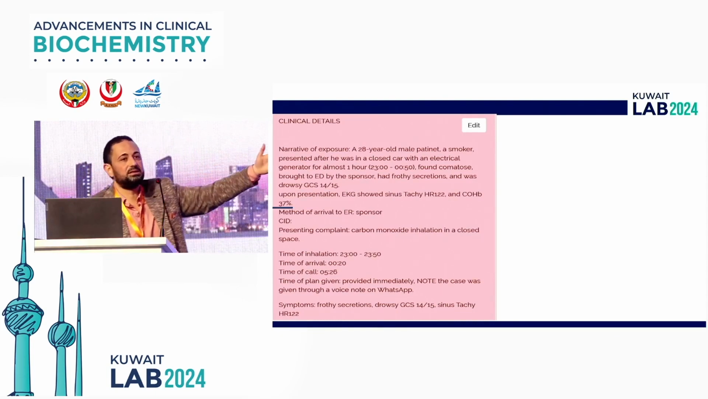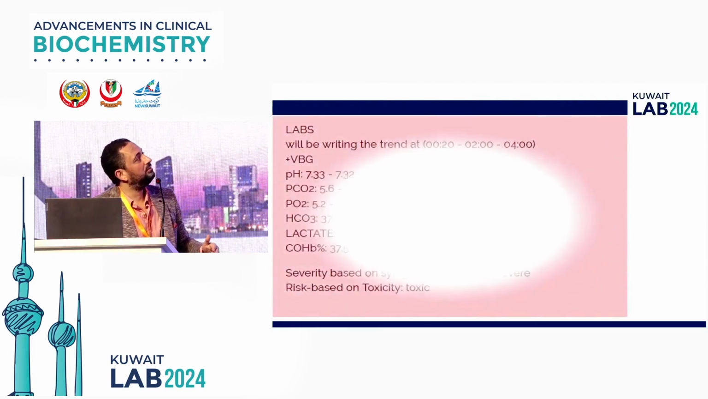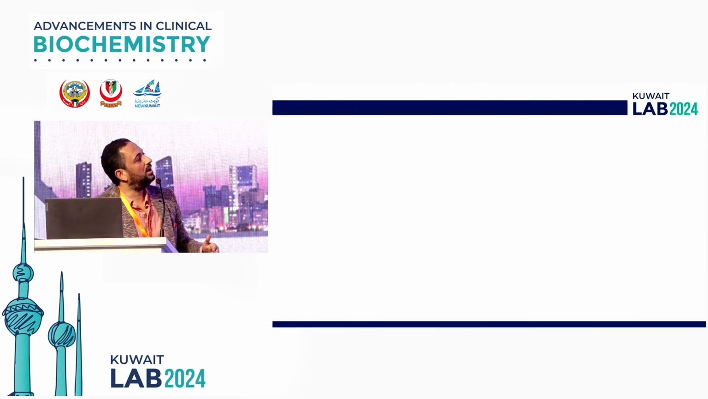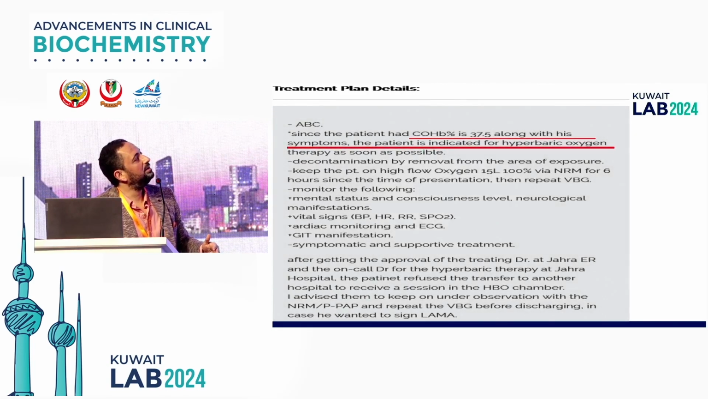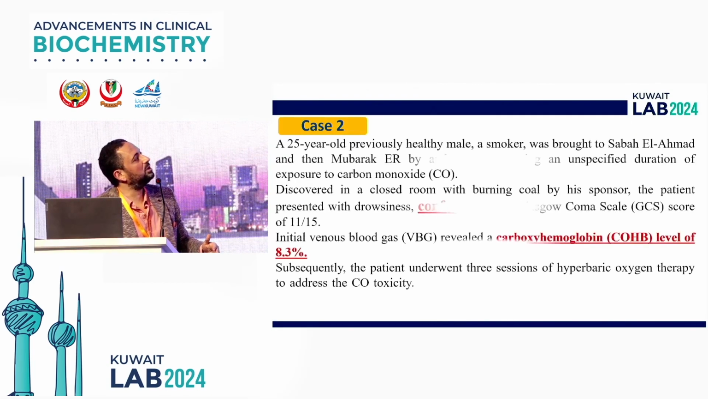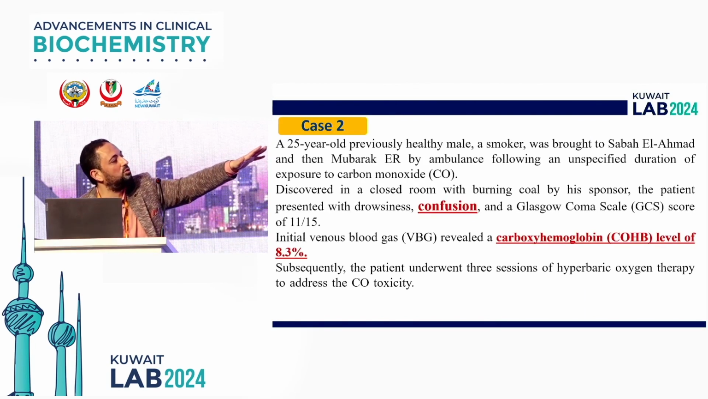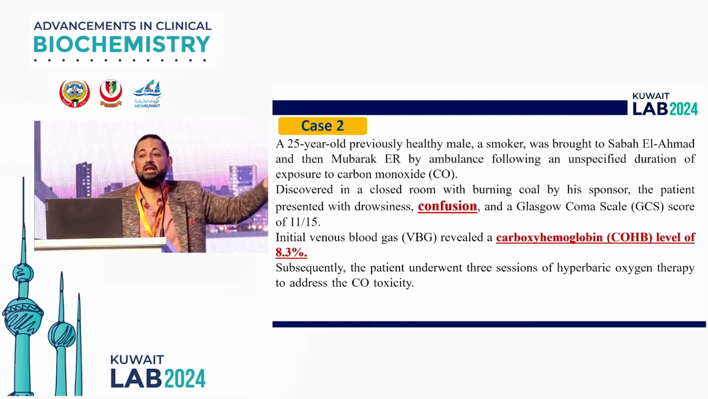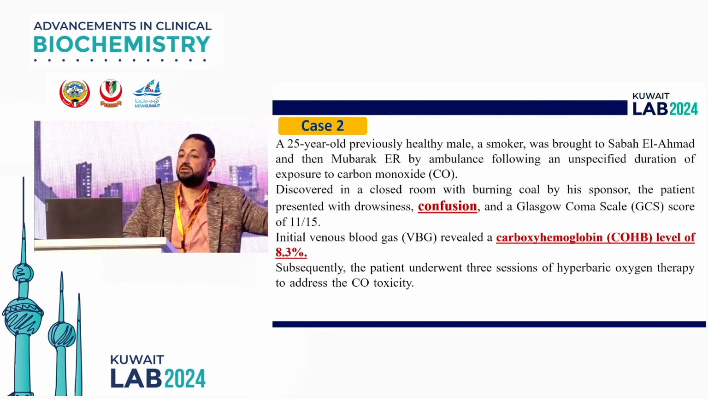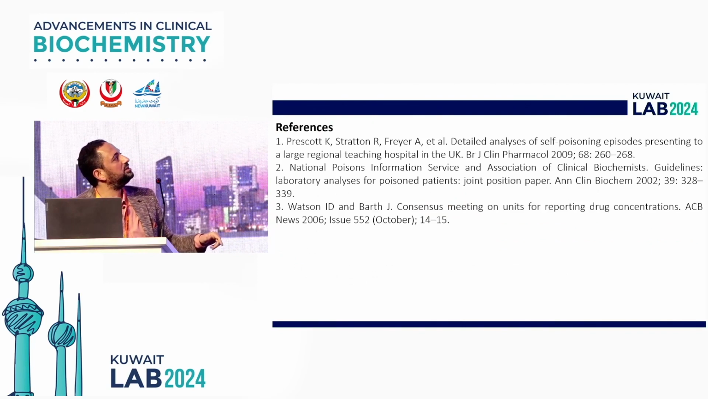But besides this, he was confused and comatose, so he was indicated for hyperbaric oxygen therapy. This is our plan. Patient improved. Case number 2, it depends only about clinical manifestations. Even carboxyhemoglobin level was less than 25, but still the clinical assessment of the patient is very important to take the decision in the management of this patient.